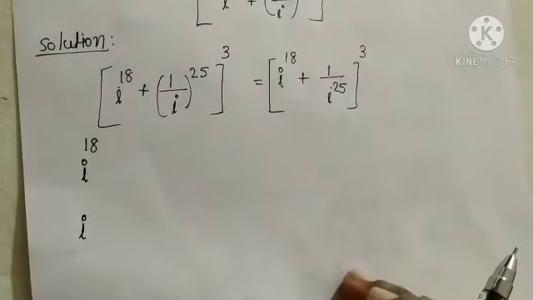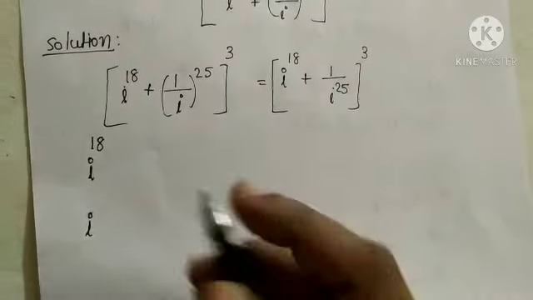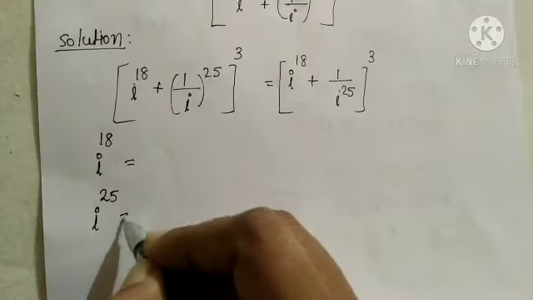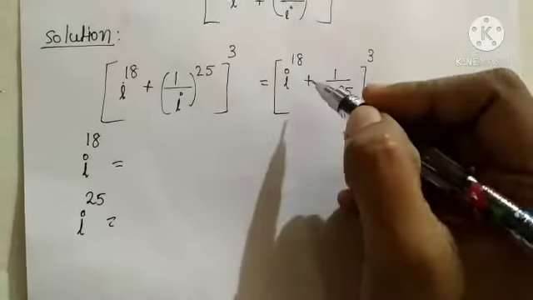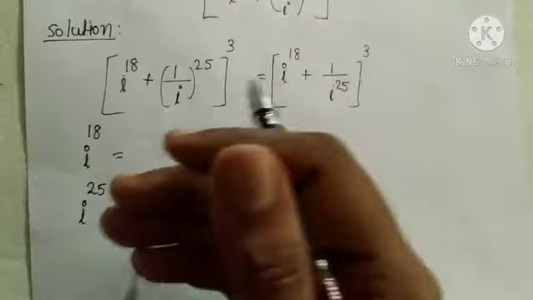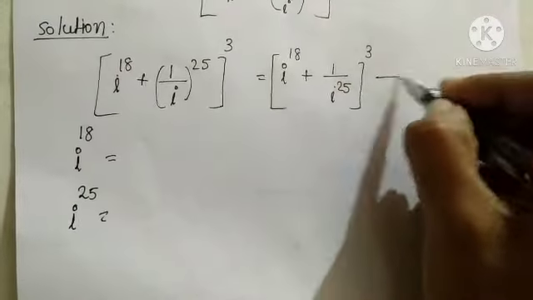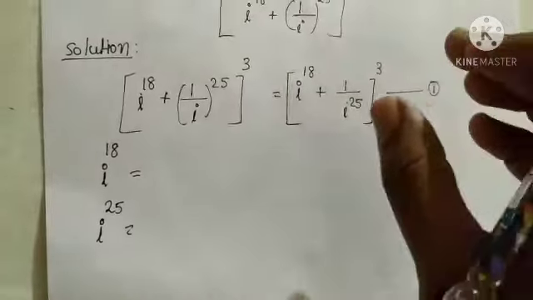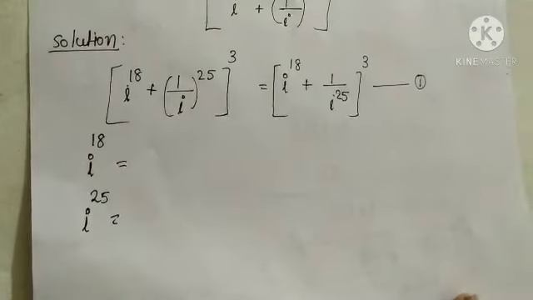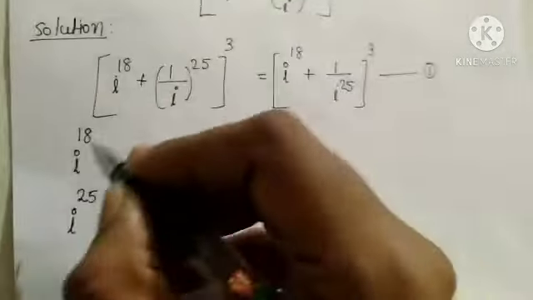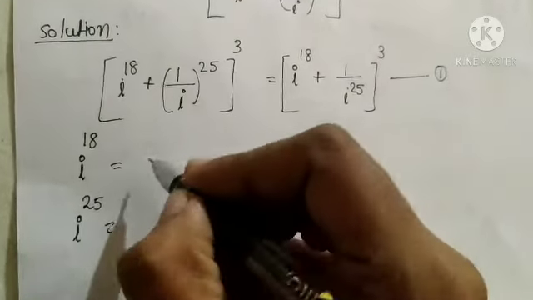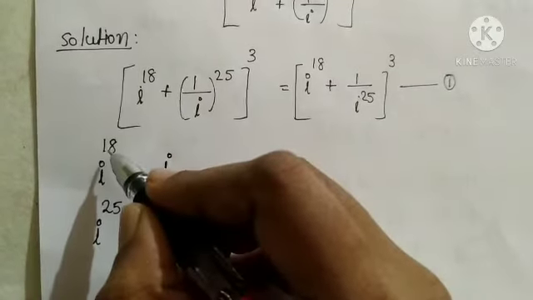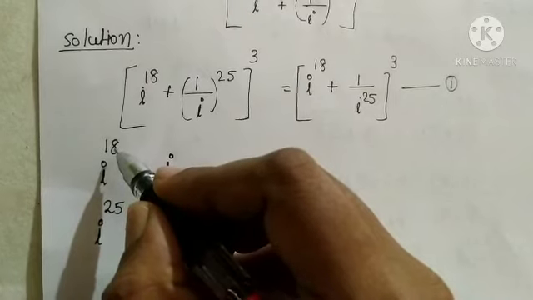Okay, next we need to find out i raised to 18 value and i raised to 25 value separately, and substitute these values after calculating into, let us name it, equation number 1. So substitute it into equation number 1. Okay, so for i raised to 18 value, I am going to convert this 18 into a multiple of 4.